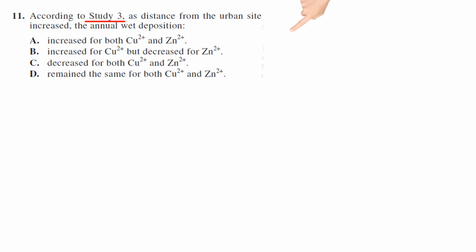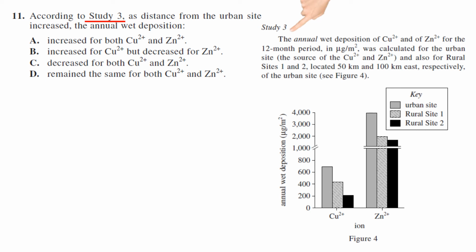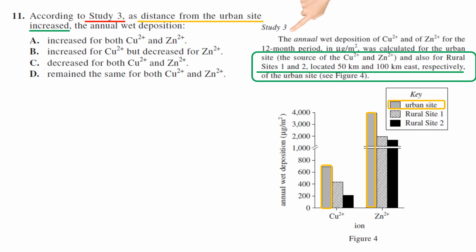According to study 3, put your finger on study 3, as the distance from the urban site, so the urban site is this one that's in the light colored solid box, increases. So we've got to see, well, how far away are rural sites 1 and 2? It says they are located 50 and 100 kilometers east, respectively. That means the order that they're listed. So 50 kilometers away is rural site 1, the dashed one, and then 100 kilometers is rural site 2. So you can see they both go down. So as the distance increases, the wet deposition decreases. So C.